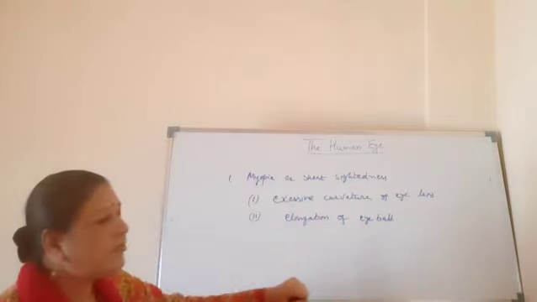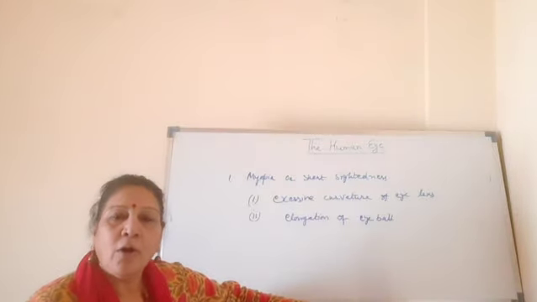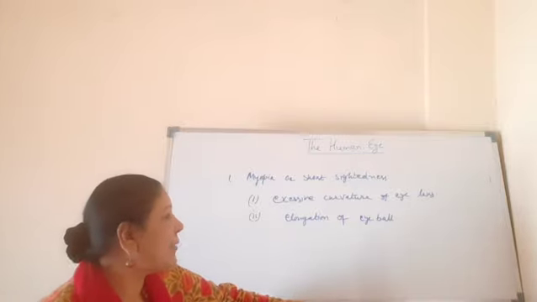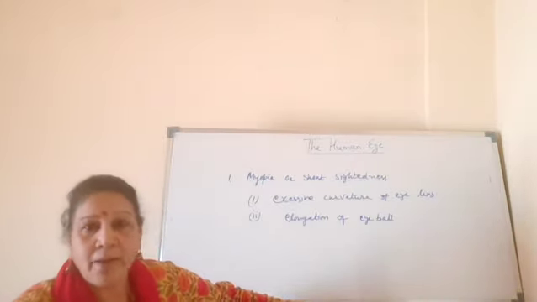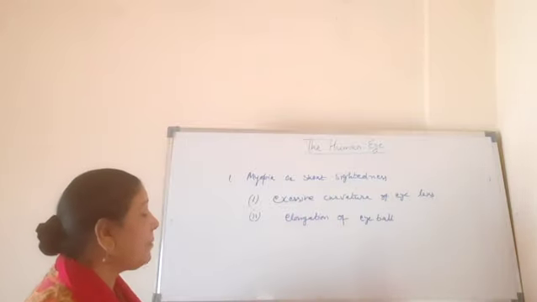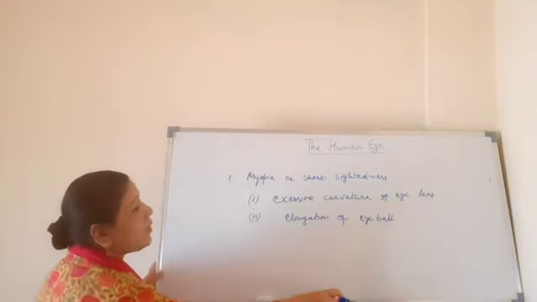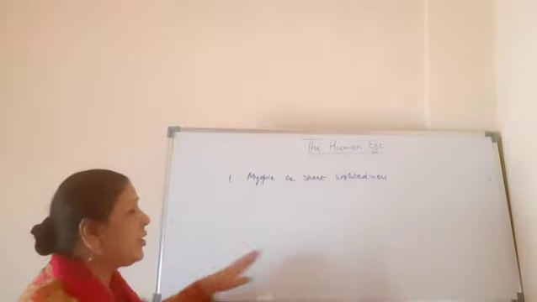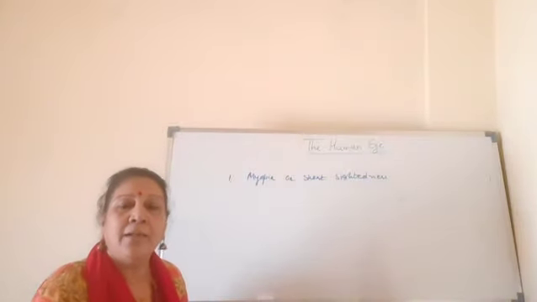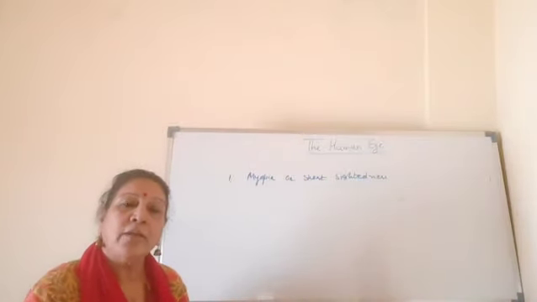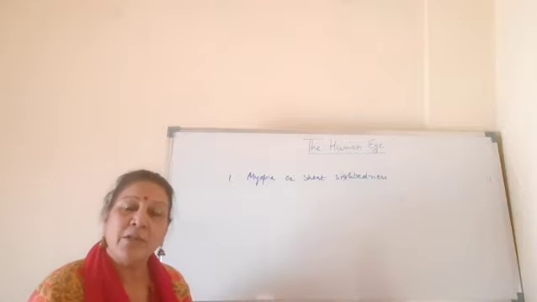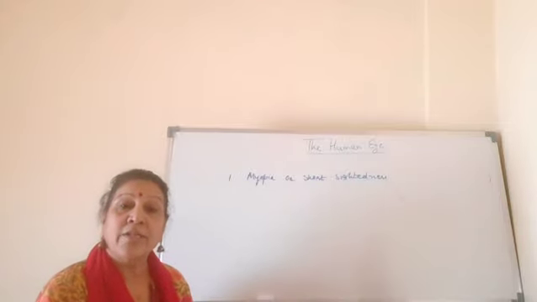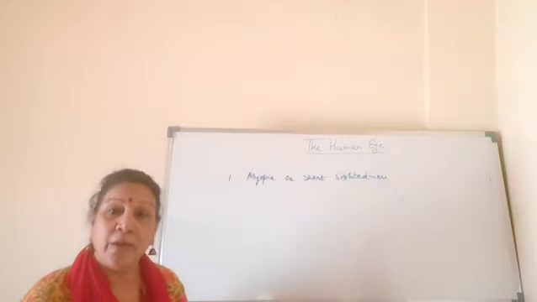Excessive curvature of the eye lens means the focal length of the lens becomes a little shorter, and elongation of the eyeball means the eyeball becomes a little big or a little long. So what happens because of these two causes? The image, instead of being formed at the retina, forms a little before that. So instead of the image falling on the retina, it falls somewhere in between in the eye. So we have to bring that image to the retina. Let me show you how the correction is done.